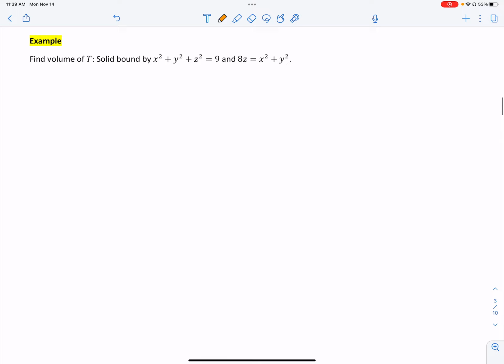Find the volume of T, and T is the solid bound by that. That is a sphere. And then we have that. This is just another, I think this is going to be some paraboloid or something like that. We'll leave it alone. All right, so let's set up our boundary.